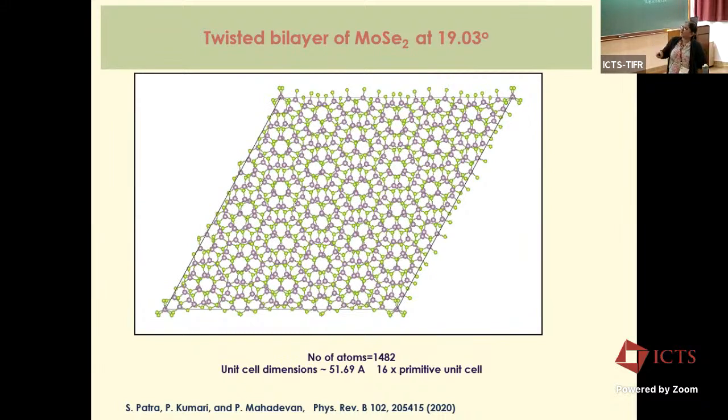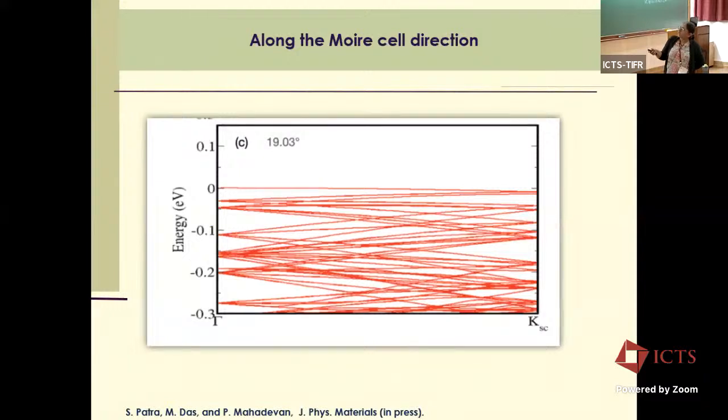As it's believed that it's the large unit cell which is responsible for these flat bands, we took a large unit cell at a large twist angle. And later I'll show you a similar sized unit cell for a small twist angle. Okay, so here my unit cell dimensions are about 52 angstroms. And what we did was we calculated, suppose I were to plot the band structure along the Moiré cell directions, I would see a lot of flat bands.